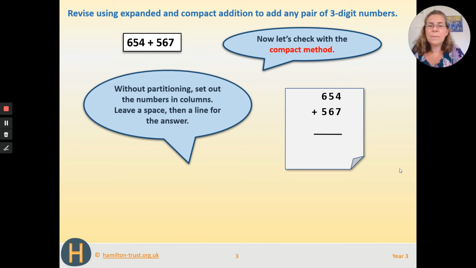This time we set the numbers out again, but we don't partition them into their place value. We set them out in columns again, very important that it's neat and they're lined up. We leave a space again for the waiting area, and we remember to put the addition sign and a line ready for the answer to go below. 654 add 567.